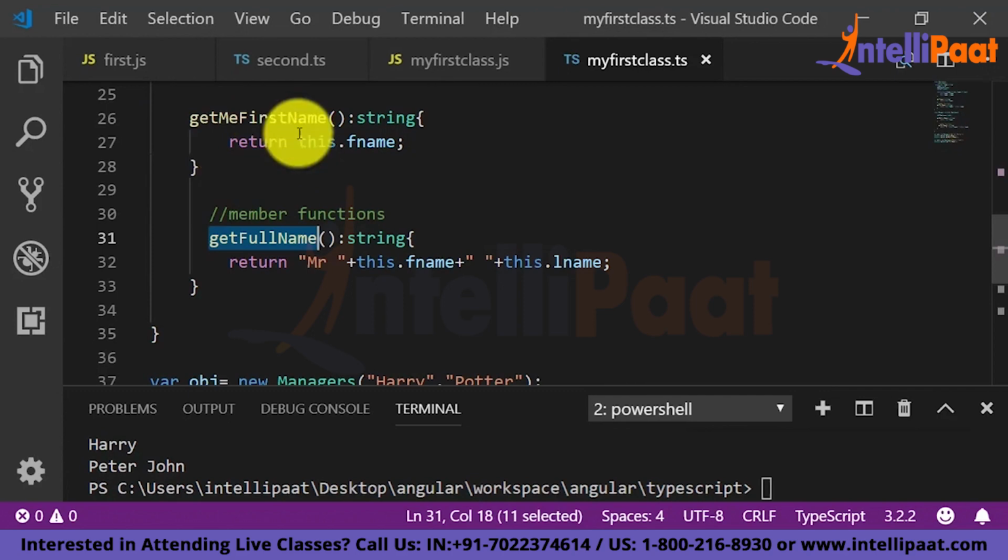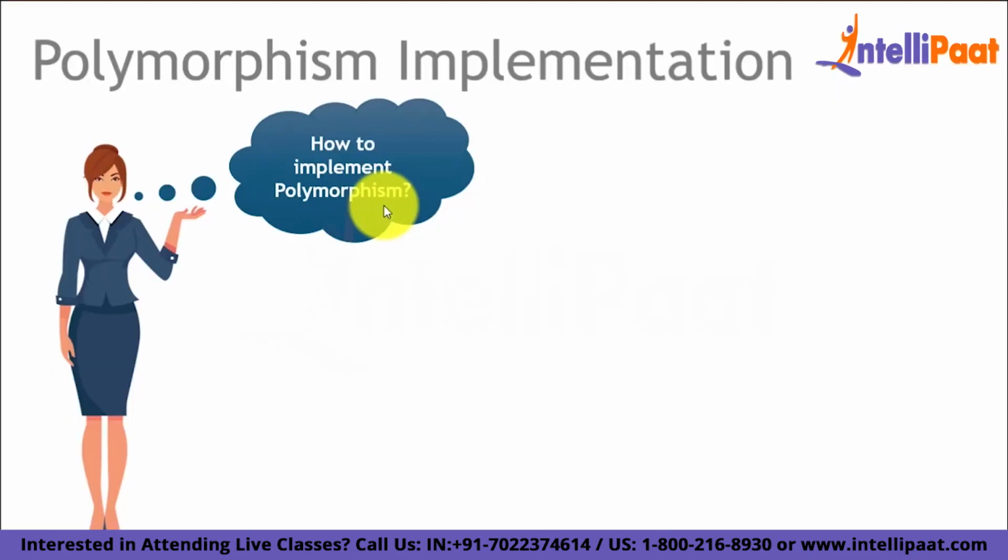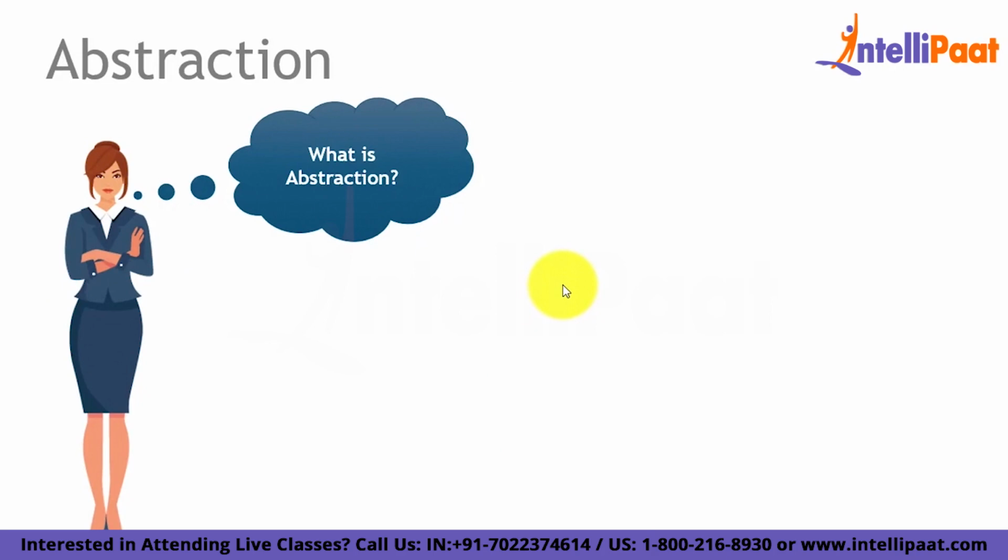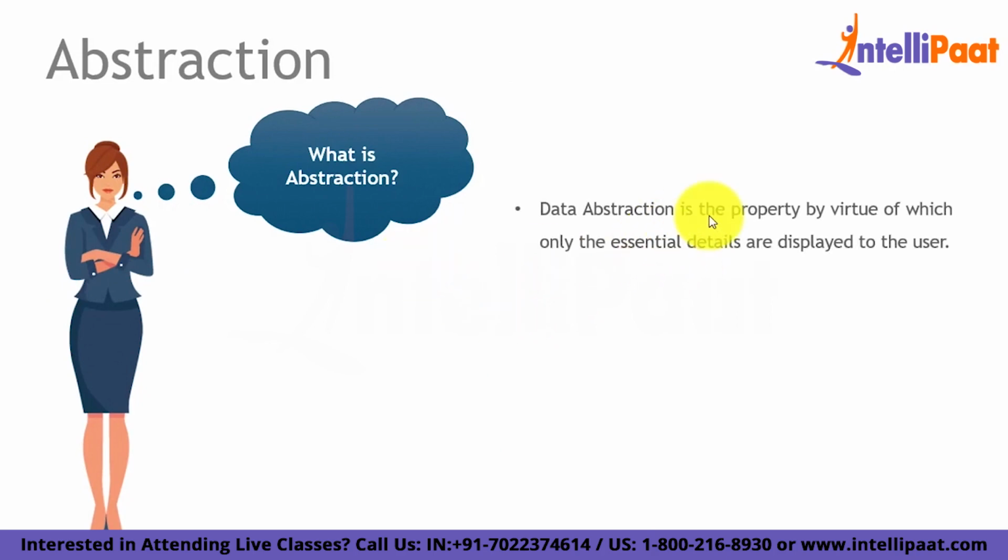The same method signature is going to be overridden by a different implementation. Make sense? So that's how we implement polymorphism in TypeScript. Now let us talk about abstraction. Abstraction is the property by virtue of which only the essential details are displayed to the user.